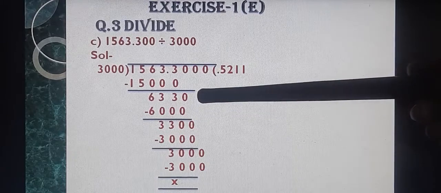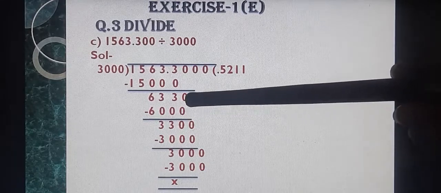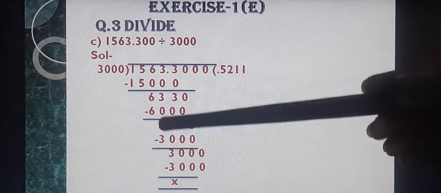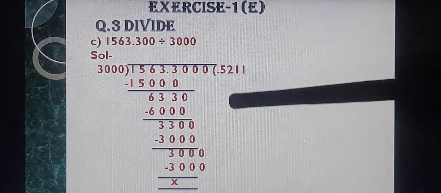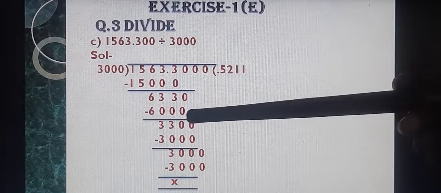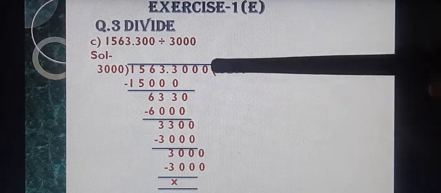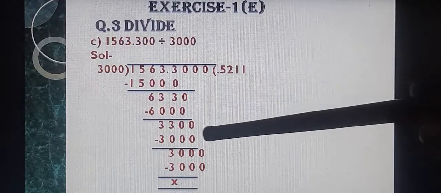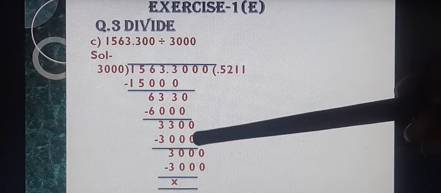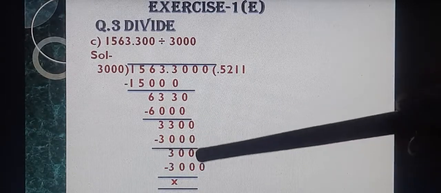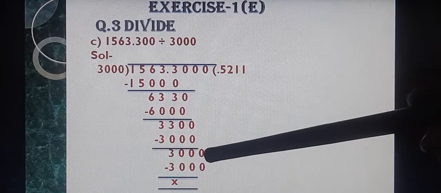3,000 2s are 6,000. Right. Then 0 minus 0, 0. 3 minus 0, 3. 3 minus 0, 3. And 6 minus 6, 0. 330. Now we will take the next 0 which is given in our question. 3,300. 3,000 ones are 3,000. 0 minus 0, 0. 0 minus 0, 0. 3 minus 0, 3. 300. A remainder is left. We do not want a remainder.